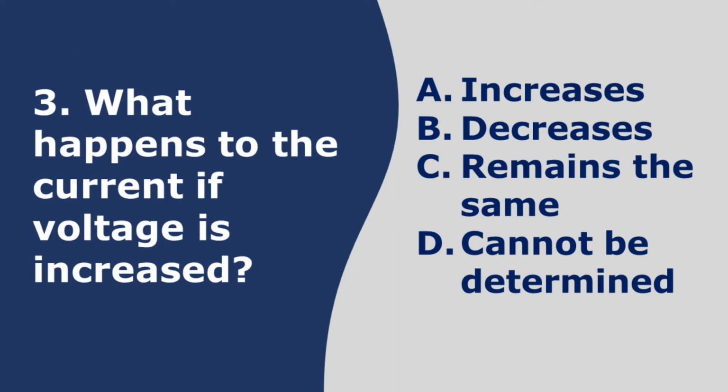Number 3. What happens to the current if voltage is increased? A. Increases, B. Decreases, C. Remains the same, D. Cannot be determined.